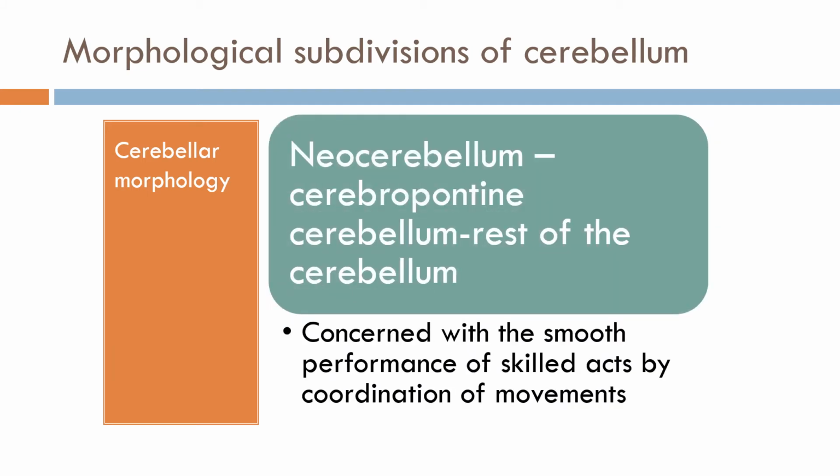Neocerebellum or the cerebropontine cerebellum contains the rest of the cerebellum. This is concerned with the smooth performance of skilled acts by the coordination of movements. Now you should have understood that archi means the oldest to develop in evolution, then comes the paleo, then comes the neo. So the neocerebellum developed in evolution in recent times.